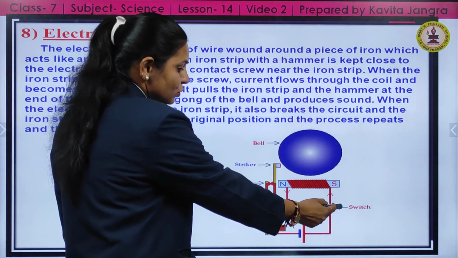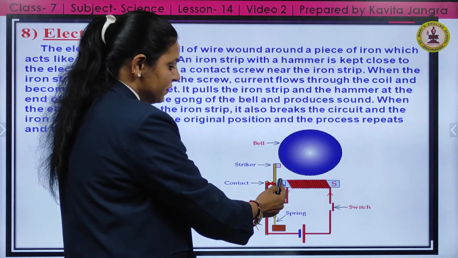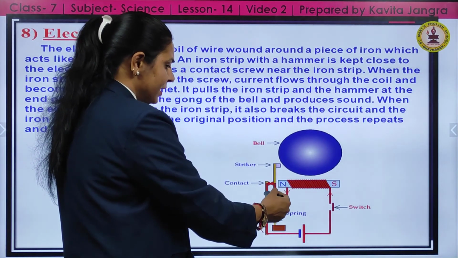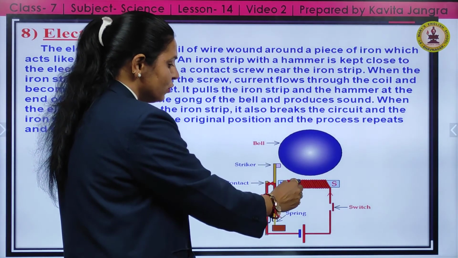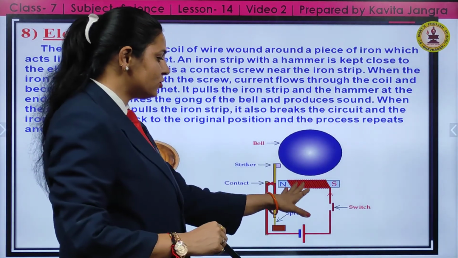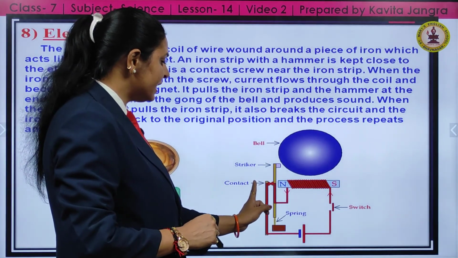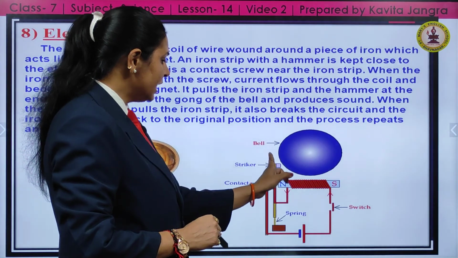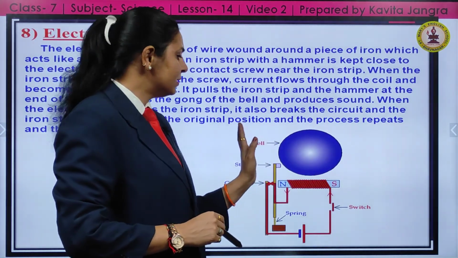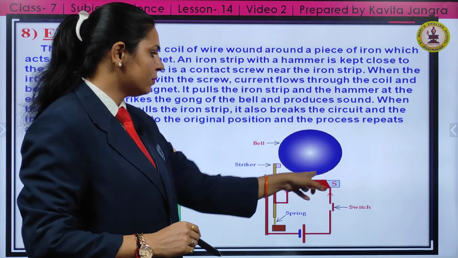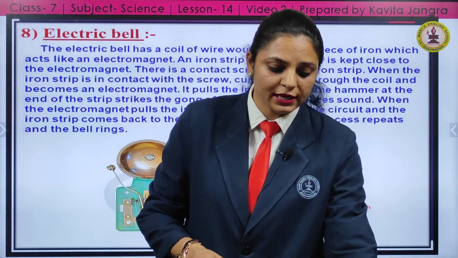When the switch is on, the electromagnetic effect is generated in this bar, and this will allow the spring to move towards the magnetic effect of this iron bar. And ultimately what will happen, this contact screw will touch the armature, it will bring the striker towards the bell, and ultimately it will strike the gong. The bell, this upper part, is known as a gong. So this is the working of the electric bell.